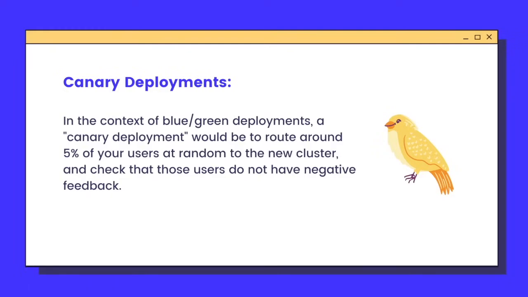So in the context of a blue-green deployment, a canary deployment would be an extension which routes maybe 5% of user traffic to the new version of the application and checks that those users don't have negative feedback before switching the rest of the users over. So if blue was version 1, green was version 2, we'd have 95% going to version 1, 5% going to version 2. We'd wait to see if anyone on version 2 complained. If not, then we'd route everyone to version 2 and we'd shut off version 1 and then put version 3 in that one.